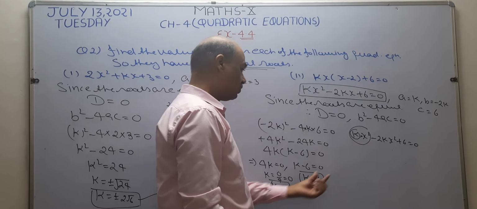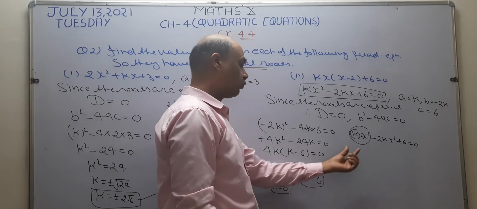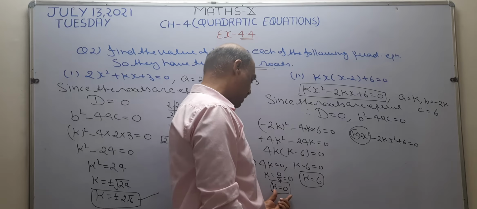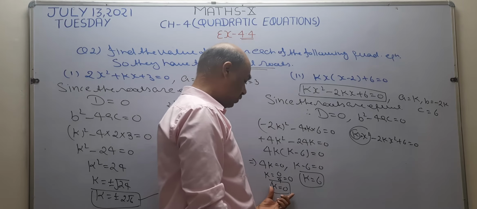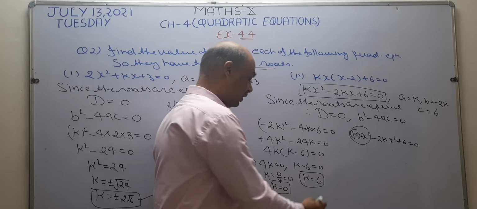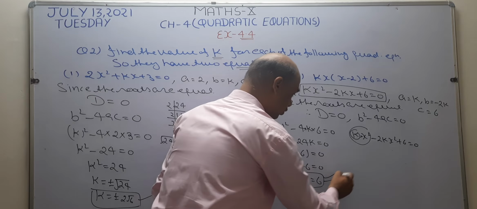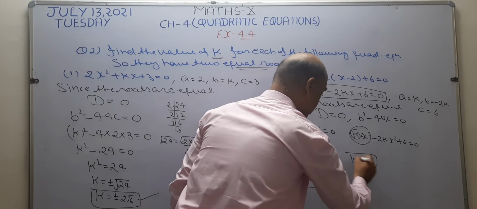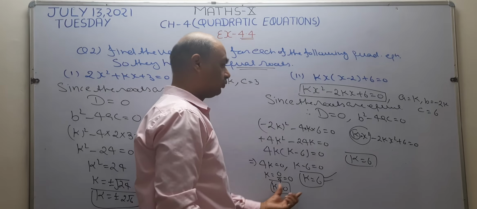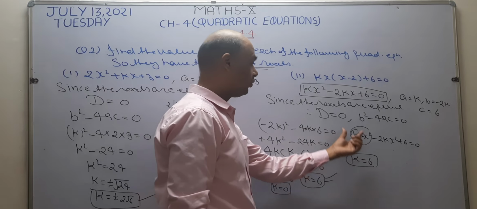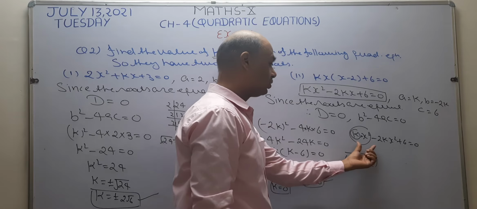So this value of k is not possible in this question. The value of k is not 0; we are not going to consider it. So the final answer is k equal to 6. So k equal to 6 is the only answer of this. This is not the answer of this question. Okay? The only answer for this question is k equal to 6.